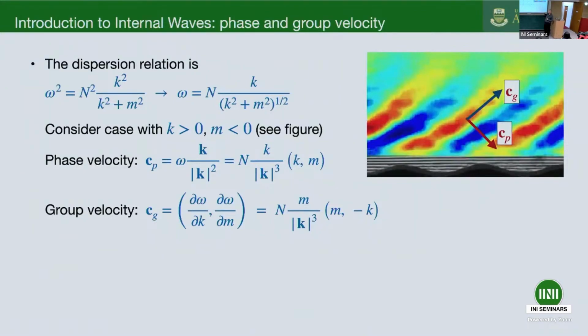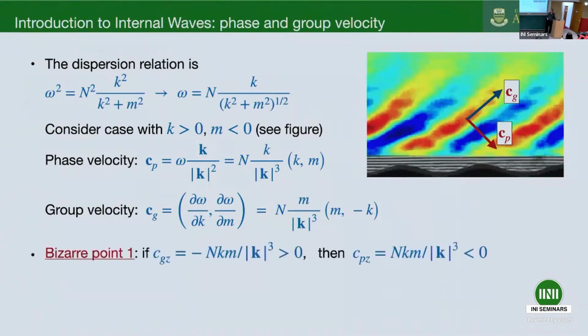Let's look at waves that are propagating rightward. So k is greater than 0, and the vertical wave number is negative, meaning crests are going downwards. Then in that case, in general, you can work out what the phase velocity of the waves is and what the group velocity of the waves is. Okay? And that brings in some bizarre properties of internal waves.